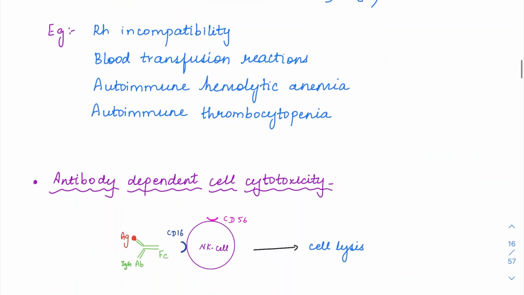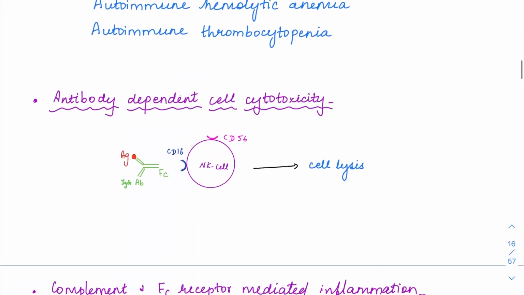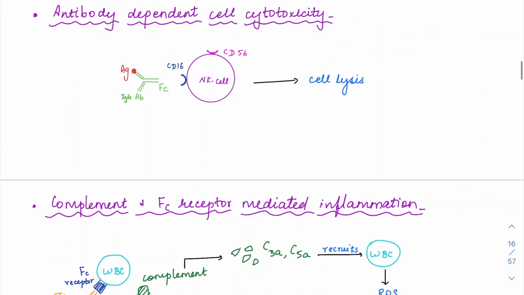Suppose in Rh incompatibility, let's take the example of Rh incompatibility. The opsonized cell will be an RBC basically, against which the immunoglobulins have come and attached. So this opsonized cell will be killed by the phagocytic cell, resulting in hemolysis. Apart from that, there is also going to be complement activation, which is again going to cause the lysis of the RBC.